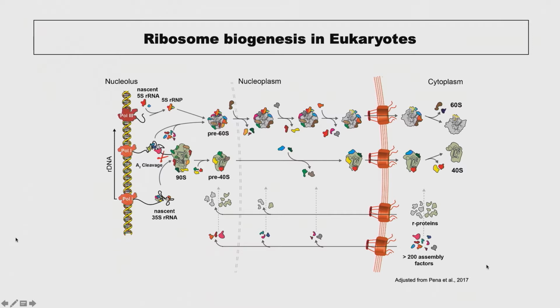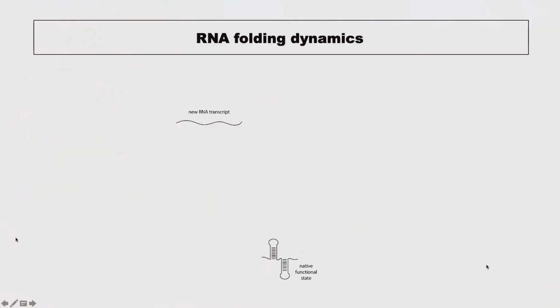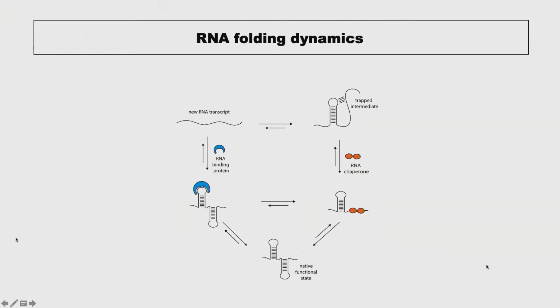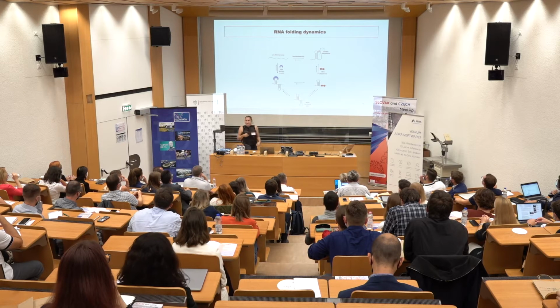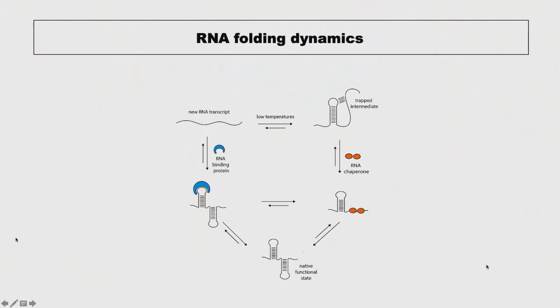And ribosome biogenesis, the whole process, and especially the early steps, involves robust RNA folding. You can imagine it as a string of RNA which needs to reach the functional fold. But this occurs via transiently misfolded, trapped intermediates. And to reach the functional fold, the cell is equipped with RNA proteins and RNA chaperones to steer the process. And now the low temperature is actually a kind of barrier for RNA folding, which accumulates and favors these kinetically trapped intermediates.